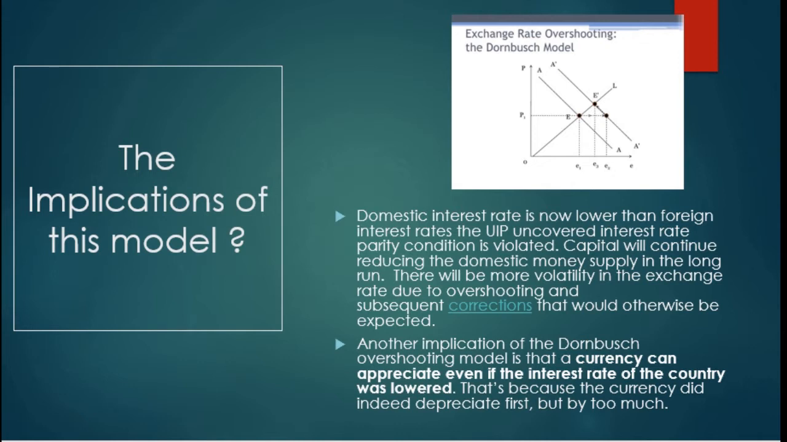Capital will continue reducing domestic money supply in the long run. There will be more volatility in exchange rate due to the overshooting and subsequent corrections that would otherwise be expected. Another implication of the Dornbusch overshooting model is that a currency can appreciate even if the interest rate of a country was lowered. That's because the currency did indeed depreciate first, but by too much.